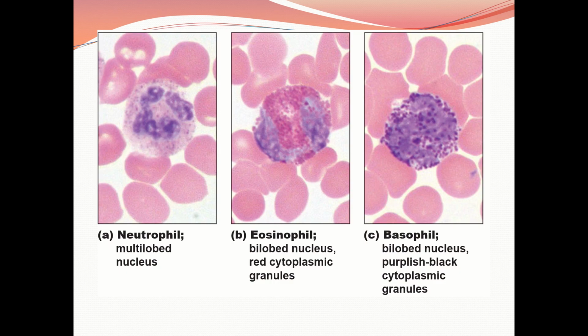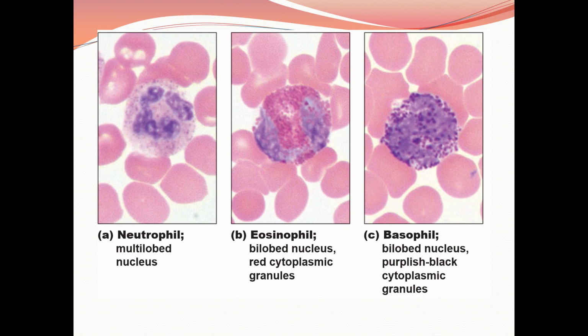So here we see the neutrophil. It's a multi-lobed nucleus, and I always remember them as bacteria slayers. They are really good at eating bacteria. Eosinophil has a bilobed nucleus and red cytoplasmic granules, and these are worm killers. They go in and oxidize worms and get them out of your body.